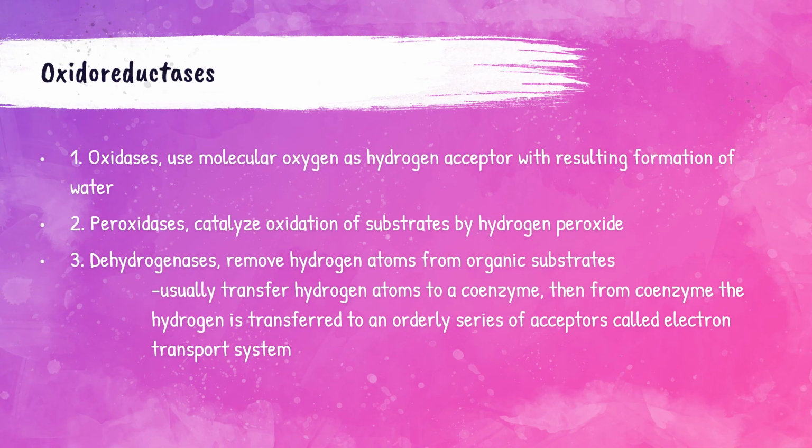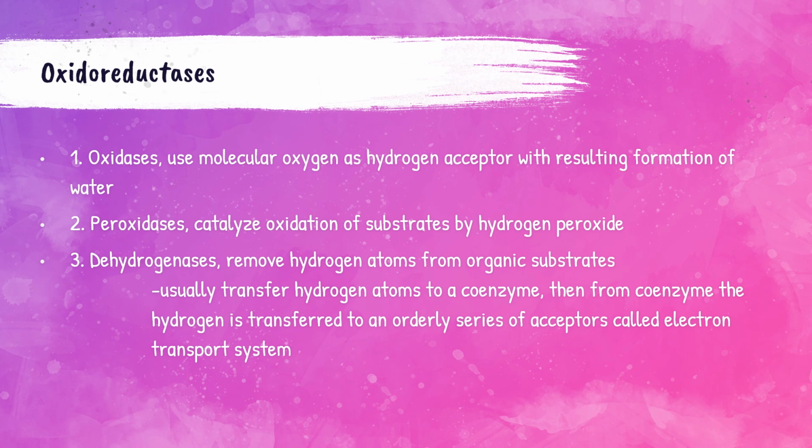Oxidoreductases are another classification of enzyme. These include oxidases, peroxidases, and dehydrogenases. Oxidases use molecular oxygen as the hydrogen acceptor, resulting in the formation of water. Peroxidases catalyze the oxidation of substrates by hydrogen peroxide, and dehydrogenases remove hydrogen atoms from an organic substrate.